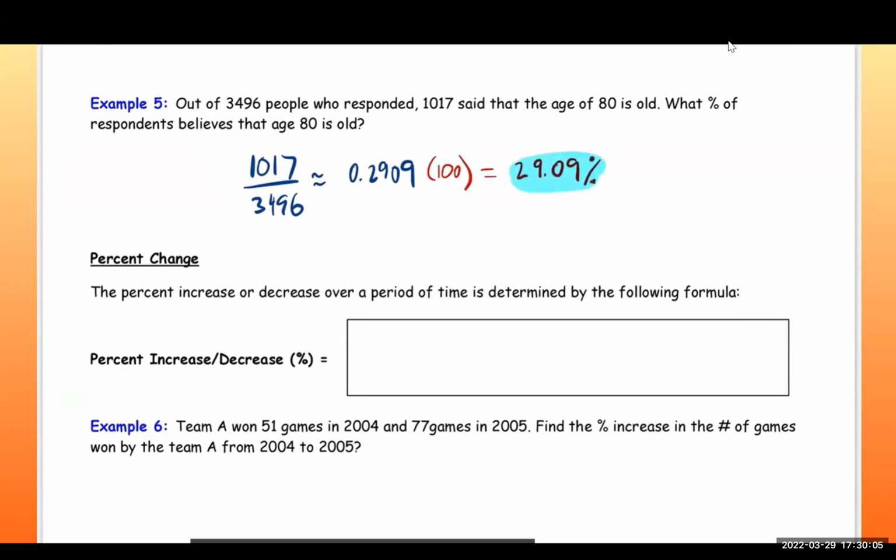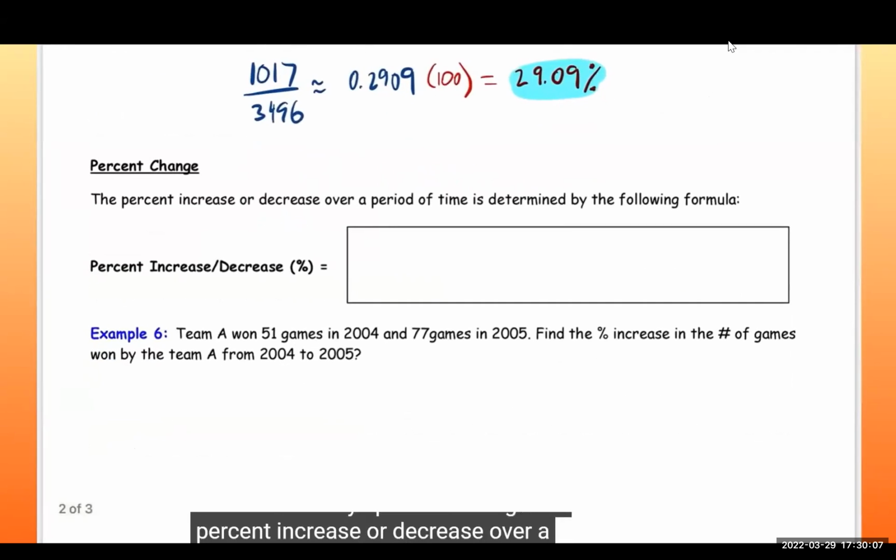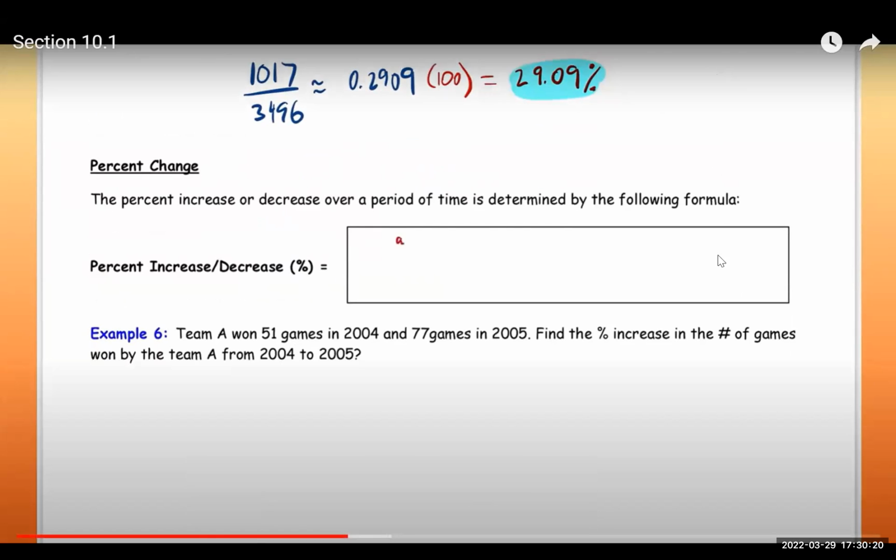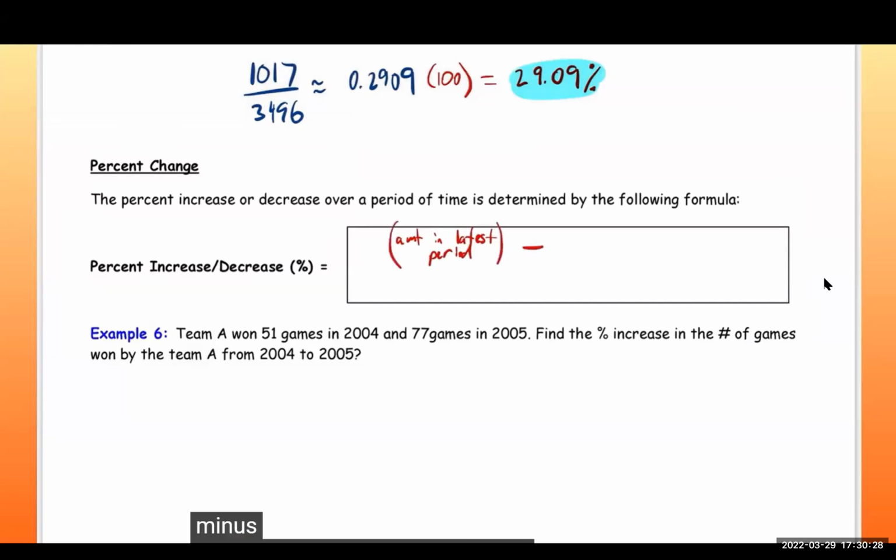The next one says percent change. The percent increase or decrease over a period of time is determined by the following formula. So let's give you the formula. So the formula is going to be the amount in the latest period, we'll call it, minus the amount in the previous period, divided by the amount in the previous period.